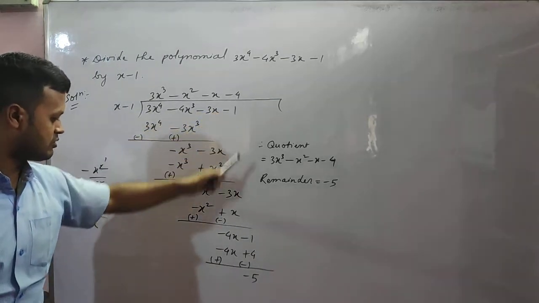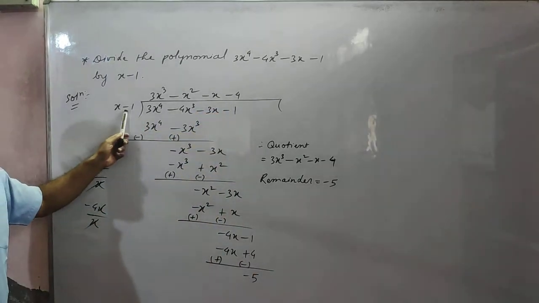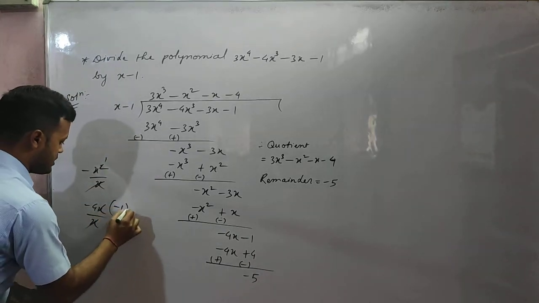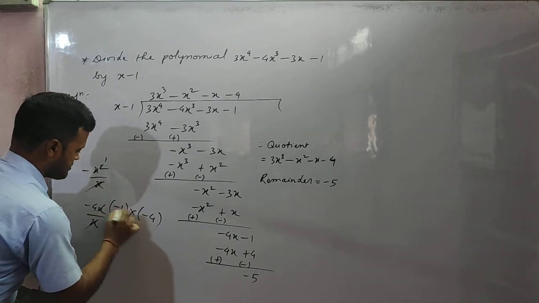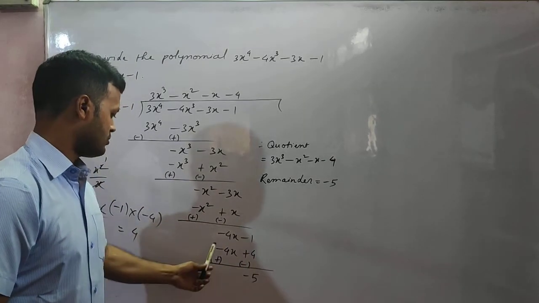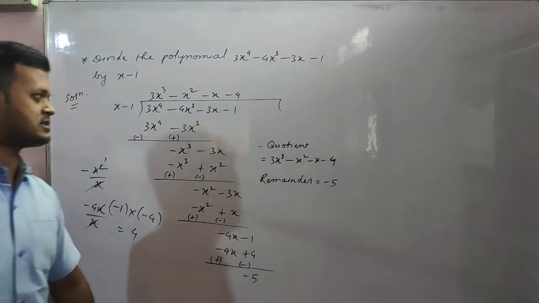X into minus 4 will become minus 4x. Students, minus 1 into minus 4: minus minus will be plus, 1 into 4 will be 4. So write here 4. Now where minus is there, put plus sign. Where plus is there, put minus sign. Minus 1 minus 4 will become minus 5.